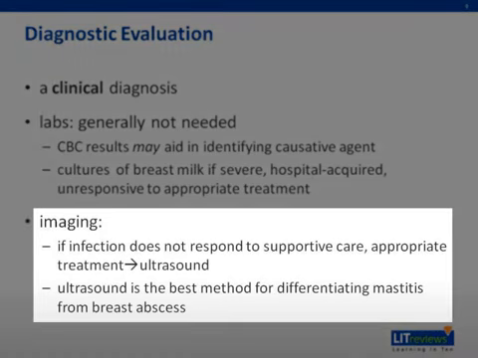Likely more useful if infection does not respond to supportive care or to the appropriate treatment is ultrasound imaging. It is the most useful modality for differentiating mastitis from a breast abscess and can also provide guidance for abscess drainage.